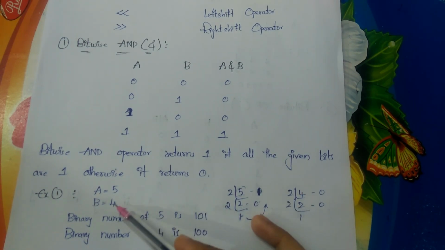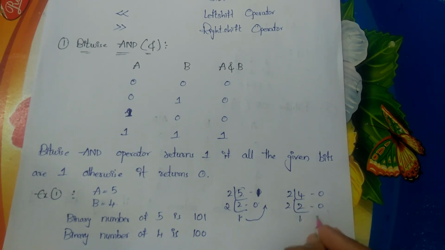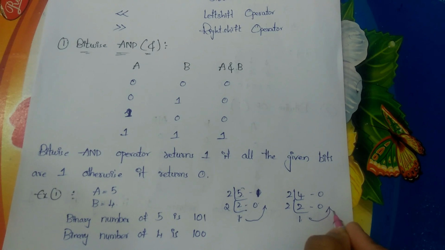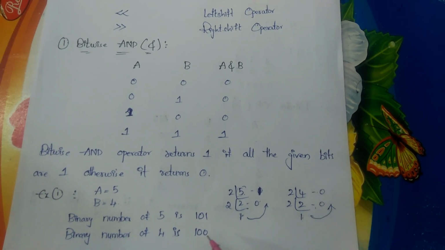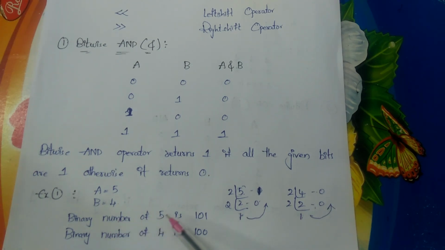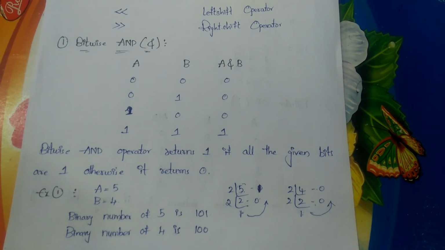Now similarly we have to find the binary value for 4. When we divide 4 by 2, 2 2s are 4, the remainder is 0, and 2 1s are 2, the remainder is 0. Now we go from the bottom to the top. So we get the number 1 0 0. That is the binary number for 4. Now the binary number of 5 is 101 and the binary number of 4 is 100.